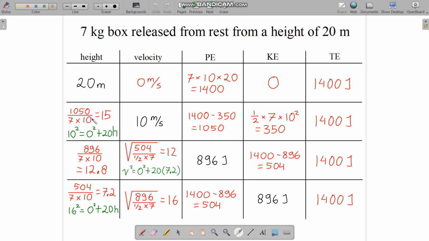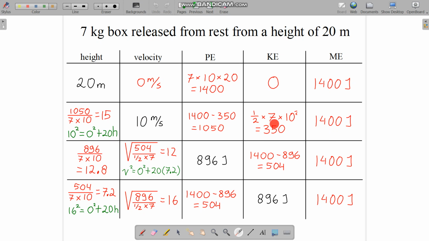Let's use m, so not to be confused with heat or thermal energy. And the mechanical energy is always 1400. So let's say we know the velocity is 10 meters per second, we can find the kinetic energy.